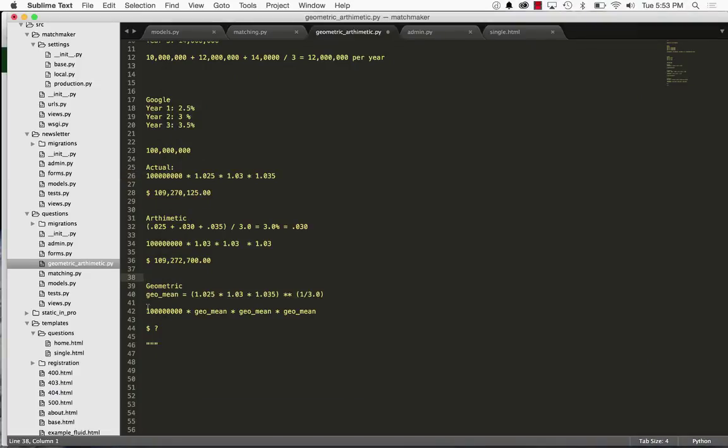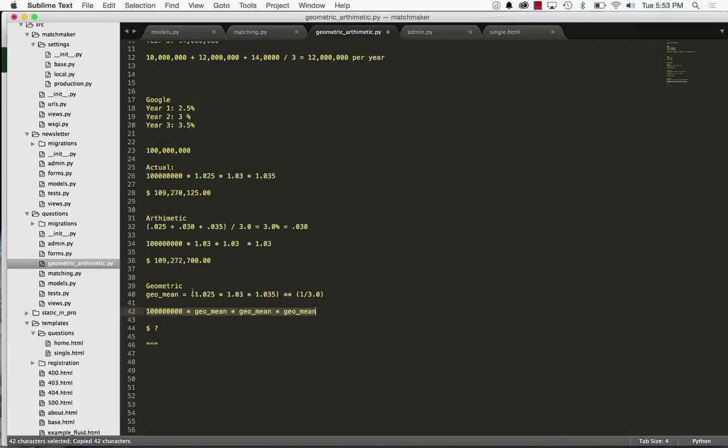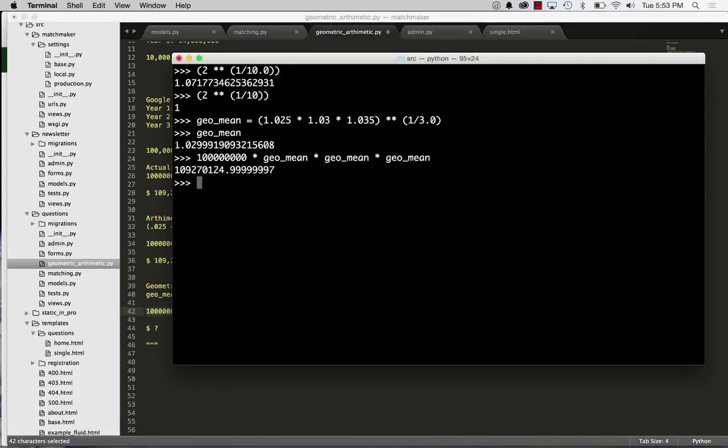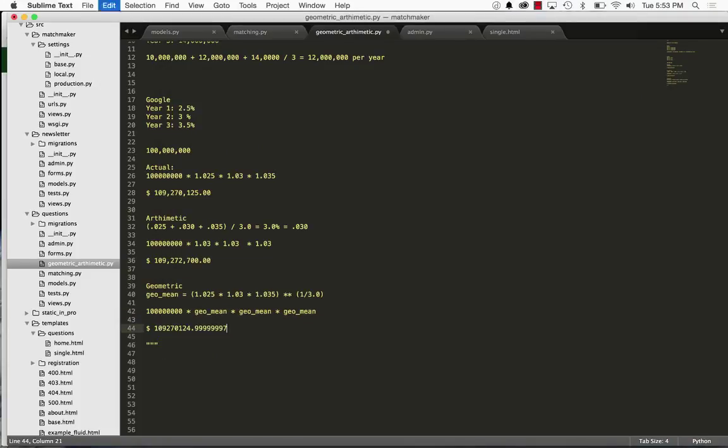So we're going to continue using that, and I'll do the 100 million thing again and copy all these, paste it in. So it's taking the geometric mean each time and going through. And this is the number that we get. So let's copy this and paste it in here. I'm going to round this up to 125.00. And what do we got? We have the same number. Right? So that's what the geometric mean does.